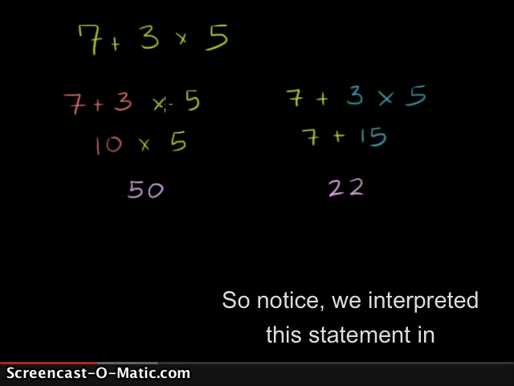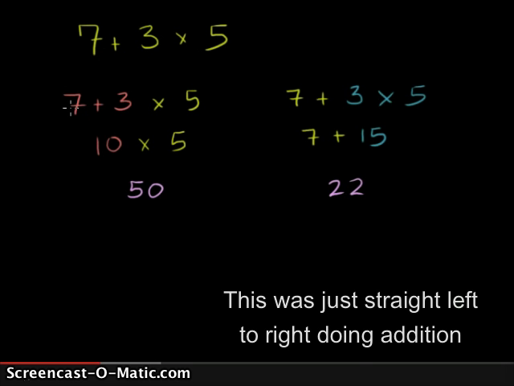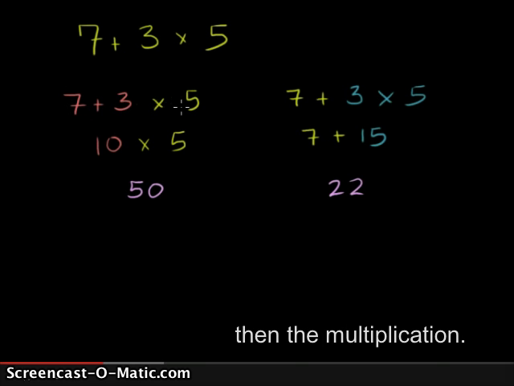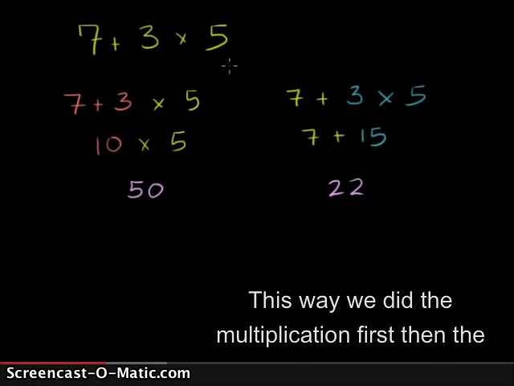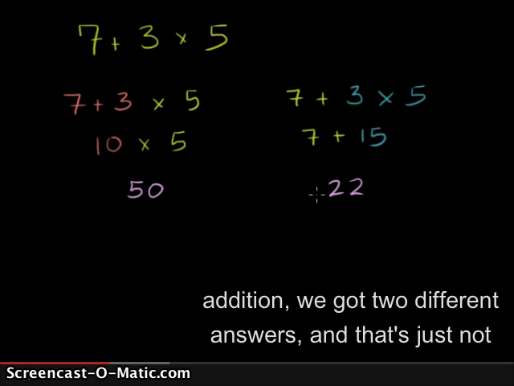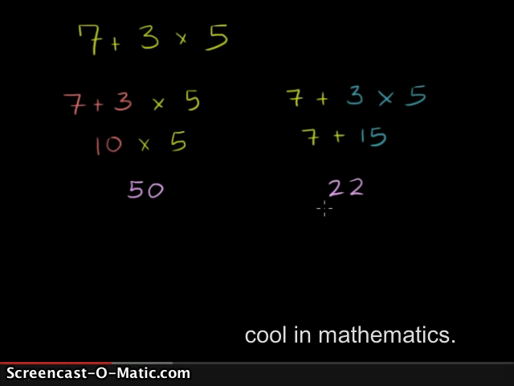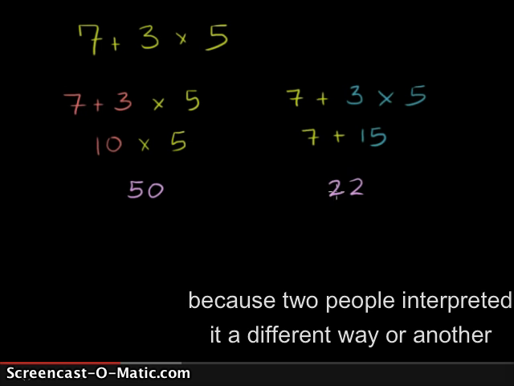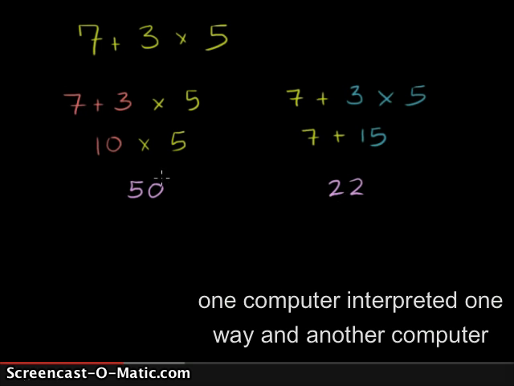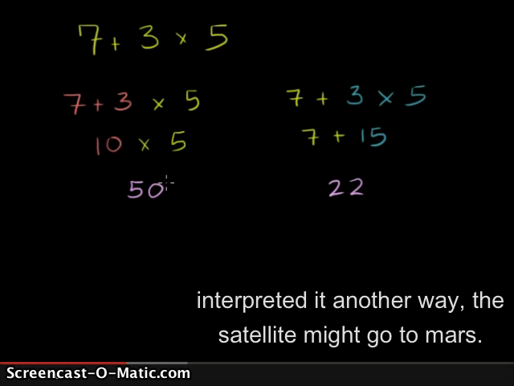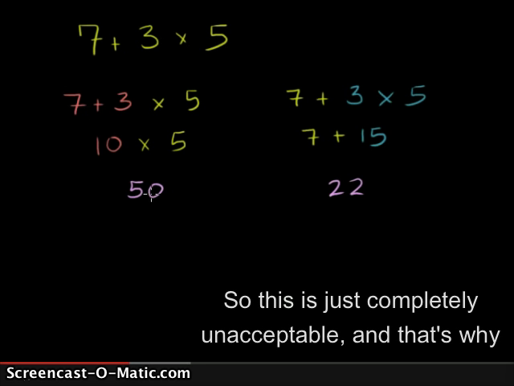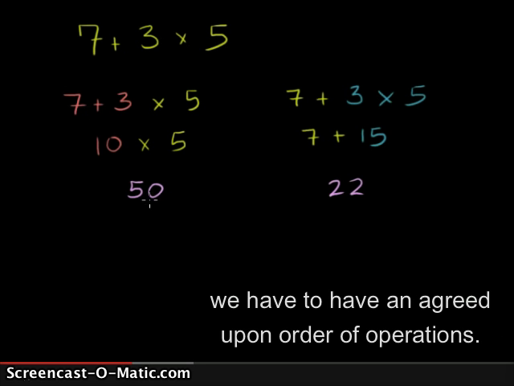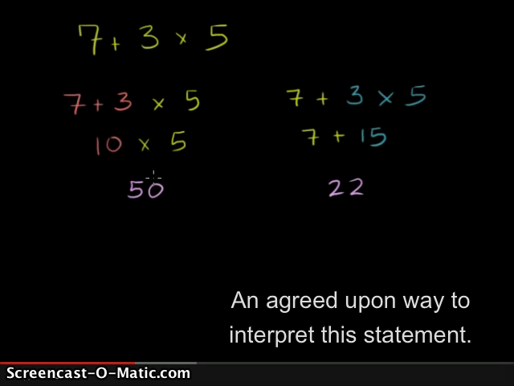So notice, we interpreted the statement in two different ways. This was just straight left to right, doing the addition, then the multiplication. This way, we did the multiplication first, then the addition. We got two different answers, and that's just not cool in mathematics. If this was part of some effort to send something to the moon because two people interpreted it a different way, or one computer interpreted one way and another computer interpreted another way, the satellite might go to Mars. So this is just completely unacceptable, and that's why we have to have an agreed upon order of operations, an agreed upon way to interpret this statement.